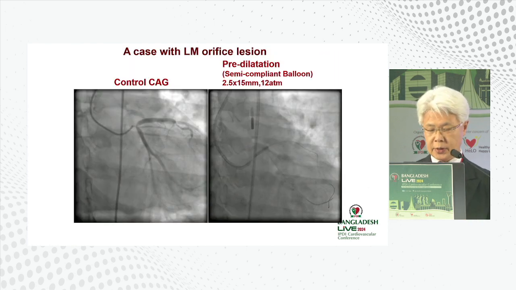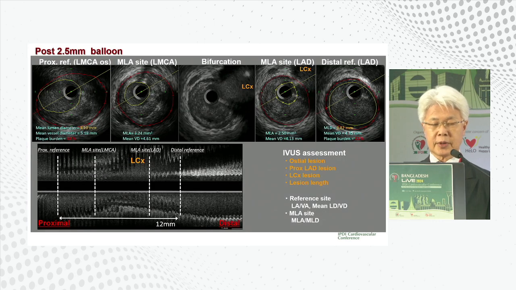This is one example of a left main bifurcation lesion. After pre-dilatation, we did an IVUS, and IVUS demonstrated severe stenosis just distal to the left main. And we measured the reference site and also the stenosis site, as shown in this slide.